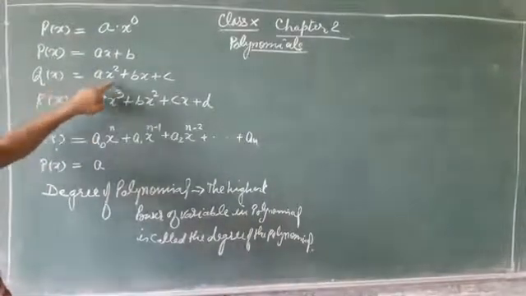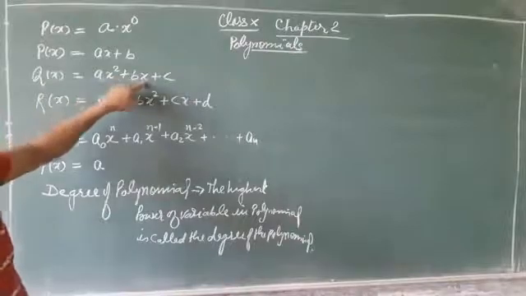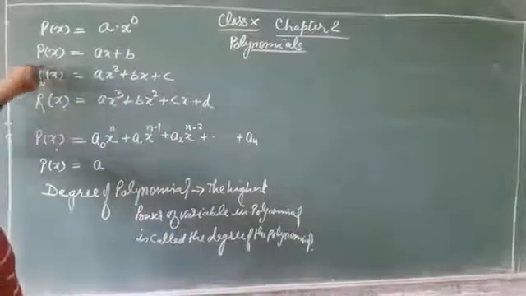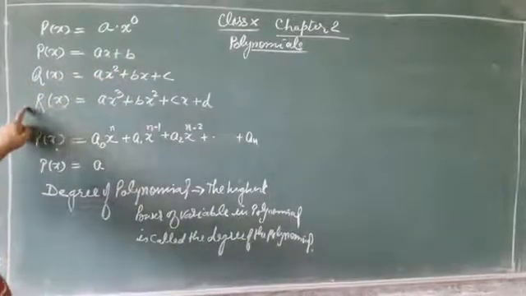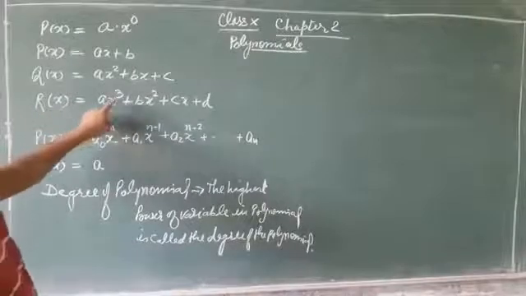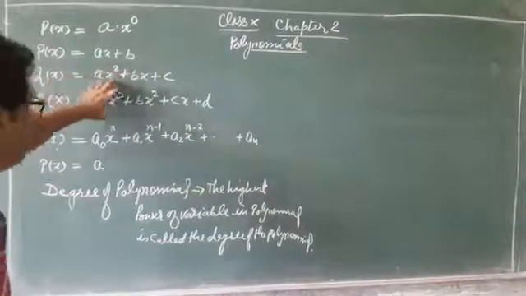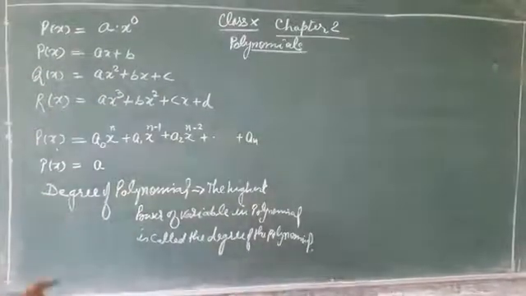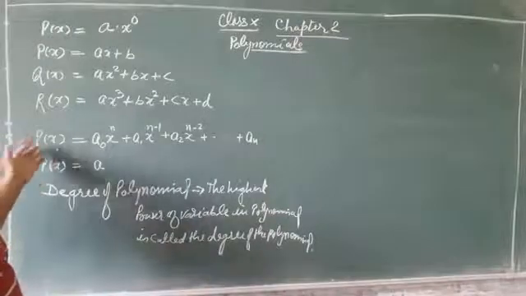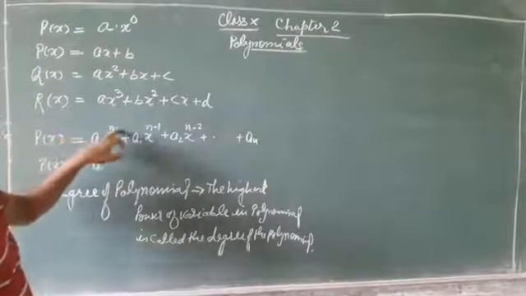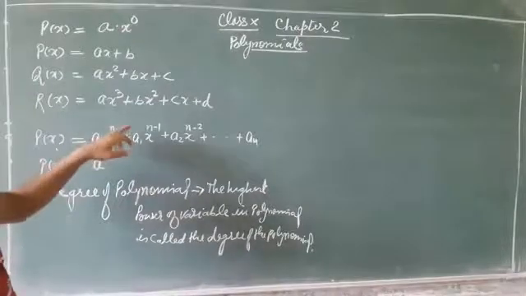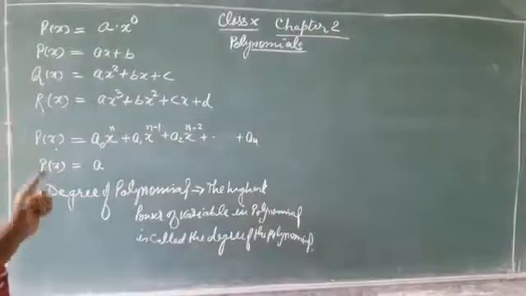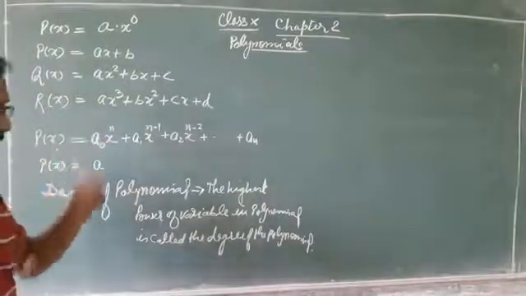Degree of this polynomial, ax square plus bx, means the highest power of the variable is 2. So the degree of this polynomial is 2. Again, the degree of this polynomial is 3 because the highest power of the variable in this polynomial is 3. Likewise, for x raised to the power n, the highest power of the variable is n. So the degree of this polynomial is n.